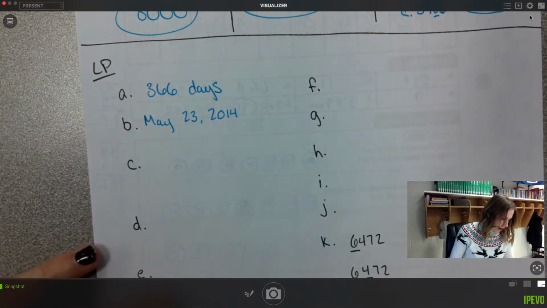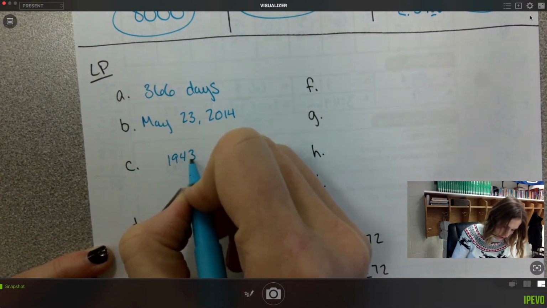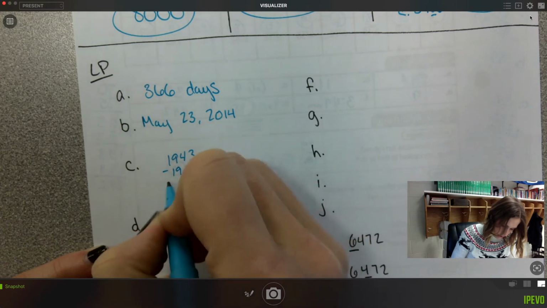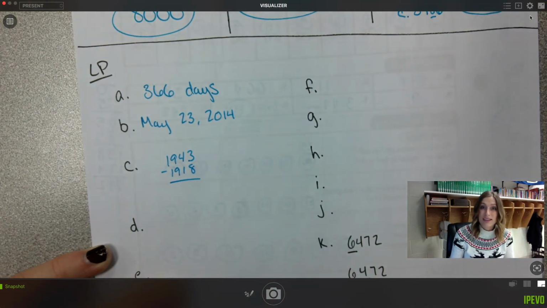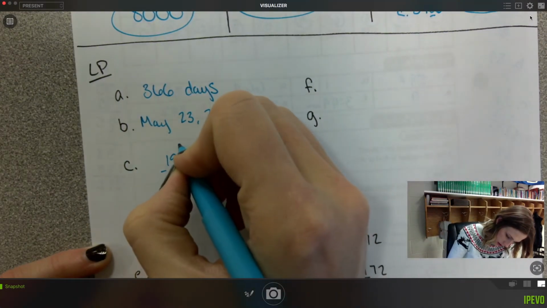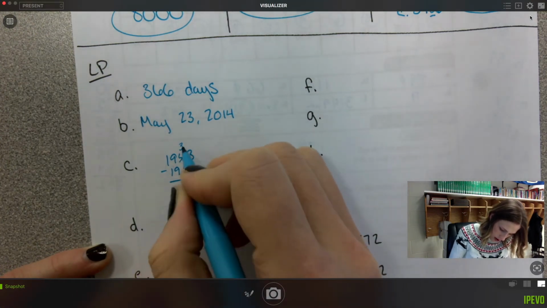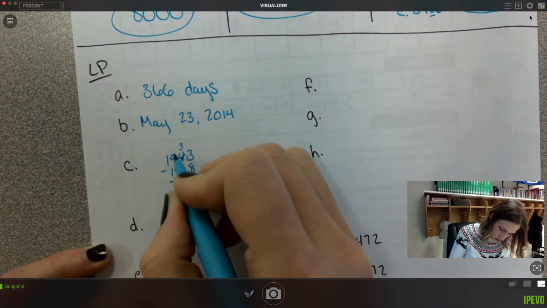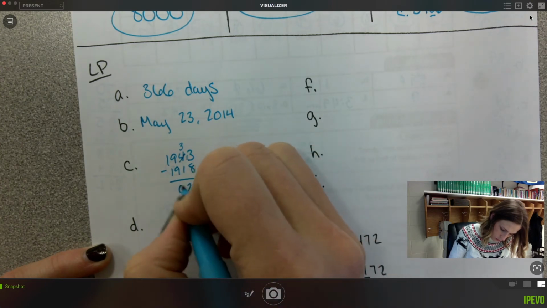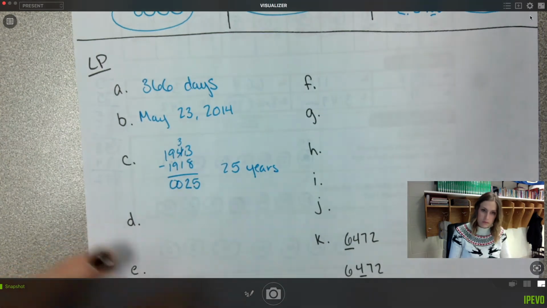C. How many years were there from 1918 to 1943? Use later minus earlier equals difference. So my later is 1943. My earlier is 1918, so I can subtract. 3 minus 8, can't do that. Cross out the 4, make it a 3, change it to 13. 13 minus 8 is 5. 3 minus 1 is 2. And 9 minus 9 is 0. 1 minus 1 is 0. So we get 25 years.